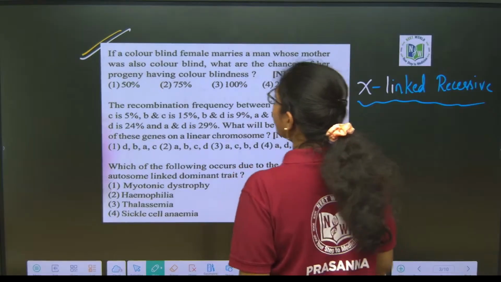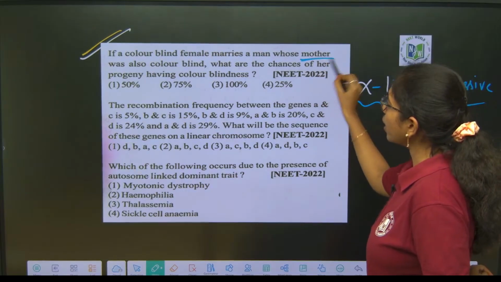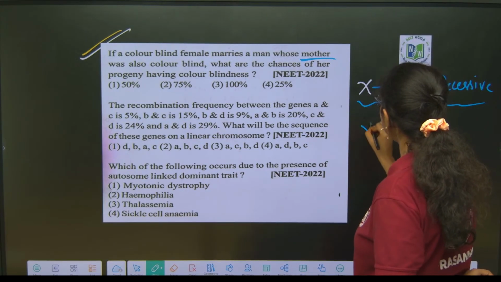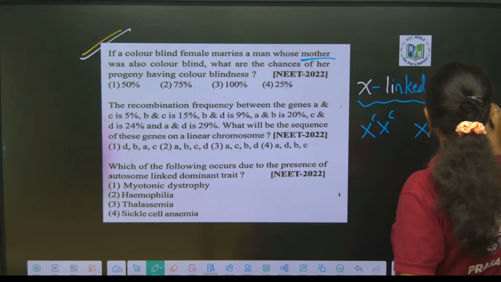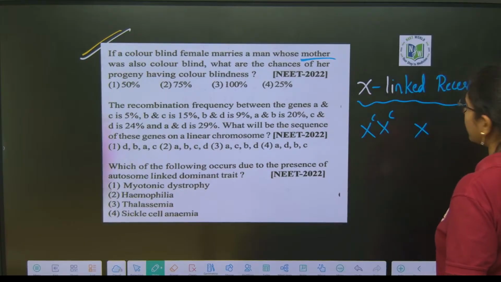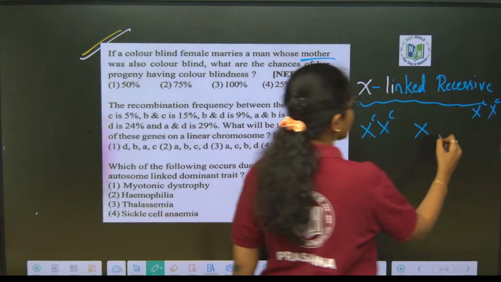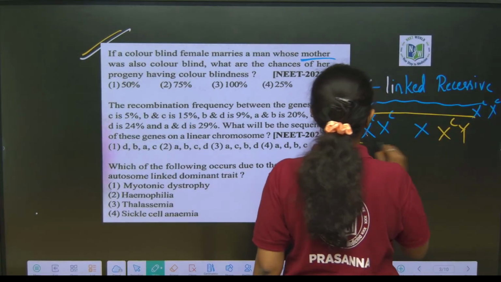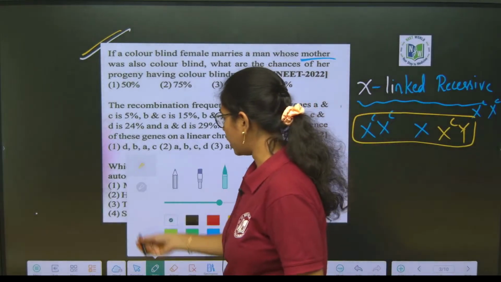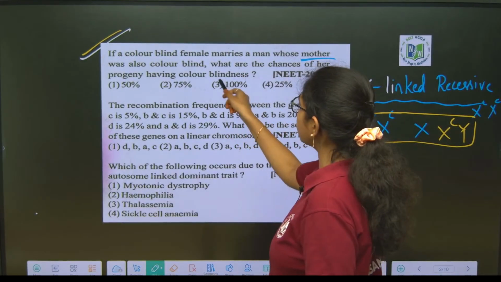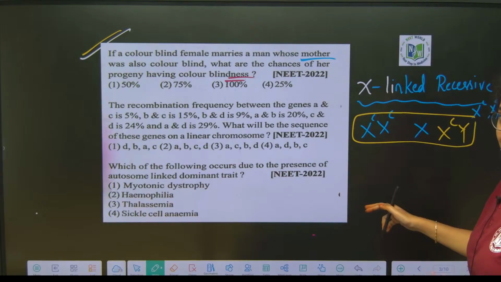So here, the question is, if a colorblind female marries a man whose mother is colorblind. If the mother is colorblind, definitely the X chromosome of the male is mutated, so it is XCY. What are the chances of their offspring being colorblind? That is the question. Just by looking into the parental generation, you can answer this question.